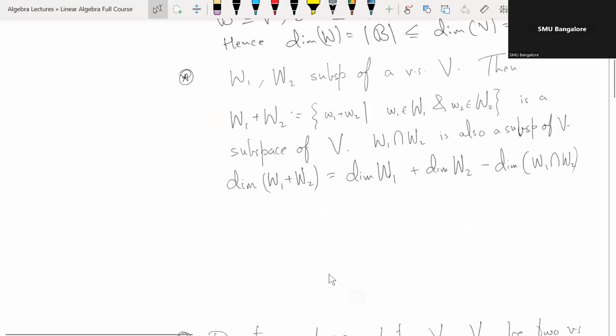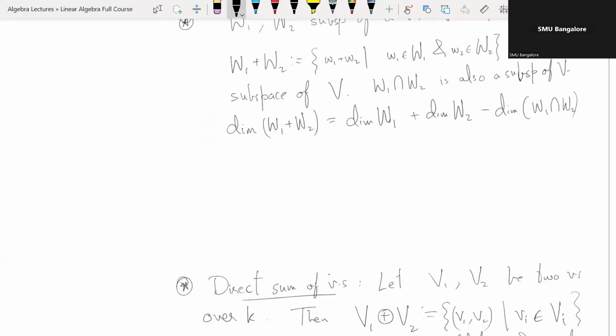Proof. Let V1 to Vn be a basis of W1 intersection W2. Okay, so it's a subspace. Now you can extend it in two ways. You can extend it to a basis of W1. You can extend it to a basis of W2. So let's give them different names.